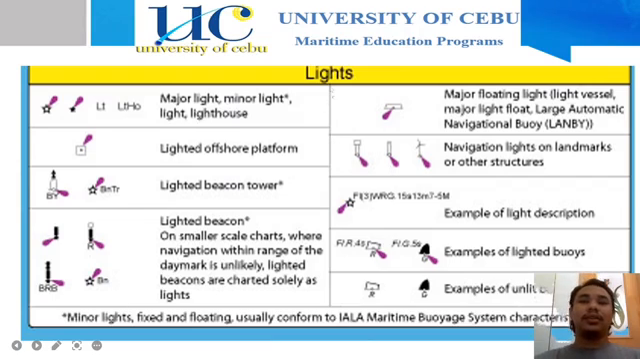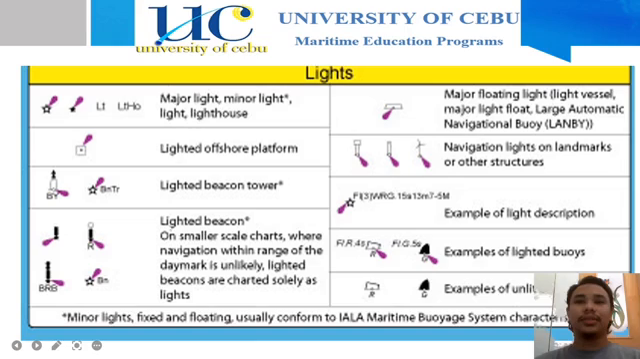So these are the symbols of the lights. As you can see, the big star and the small star: the big star is a major light and the small star is a minor light. This is LT, from lighthouse. This with the red box and a dot is a light offshore platform. And this is a light beacon tower.